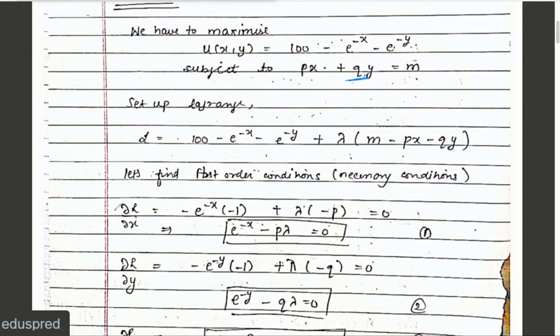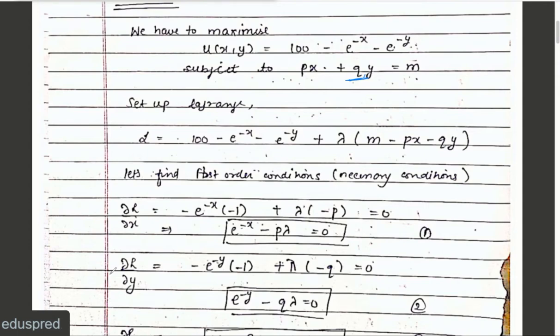So differentiating L with respect to x, I get del L by del x is equal to minus of e to the power minus x multiplied by minus 1, plus lambda times minus p, is equal to 0, or e to the power minus x minus p lambda is equal to 0. So this is my first condition.